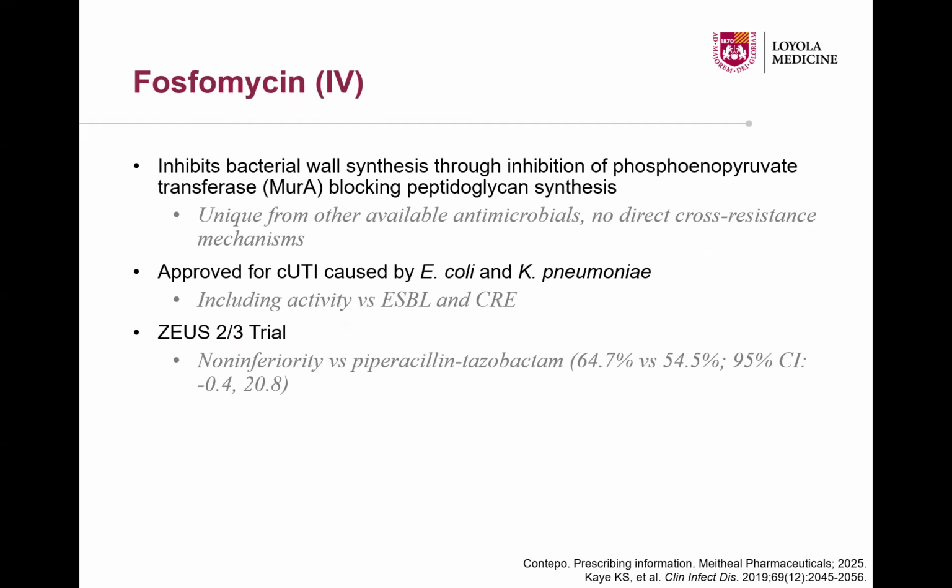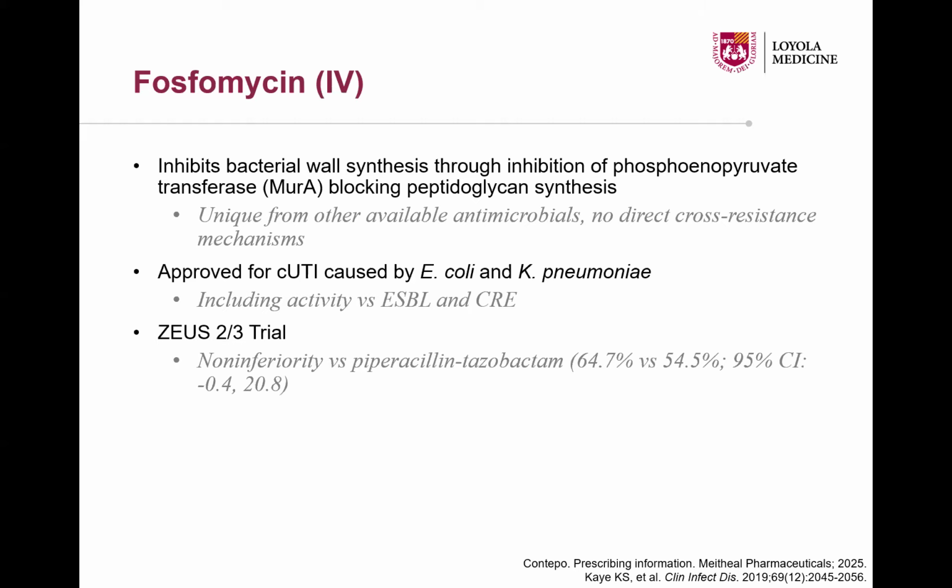Next is fosfomycin, not our oral formulation that we are traditionally familiar with, but the recently approved IV formulation. So a completely separate mechanism of action from all of our other IV therapies, the beta-lactam therapies that we're typically thinking of as our backbone. And so it's unique from other antimicrobials because of its mechanism of action, in that there's not a lot of direct cross resistance. It's approved for complicated UTIs caused by E. coli and Klebsiella pneumoniae, because it's not going to be hydrolyzed by the same beta-lactamases or carbapenemases. It can continue to have activity against those organisms. And again, it was shown to have good clinical efficacy in the ZEUS 2 and 3 trial.